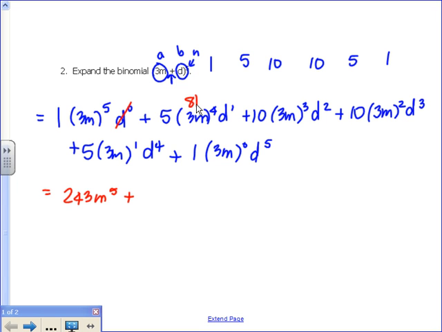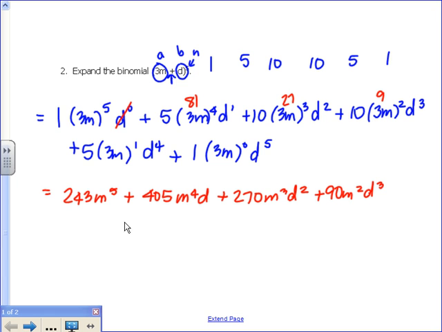81 times 5, so notice do the exponents first. 81 times 5 is going to give me 405. And I have m to the 4th, d to the 1st, plus 3 cubed is 27. 27 times 10 is going to give me 270. M to the 3rd, d squared, plus 3 squared gives me 9. 9 times 10 is 90. M squared, d to the 3rd, plus, here I have 3 to the 1st is just 3. 5 times 3 is 15. And then 1m and 4 d's. And last one, that's gone, d to the 5th. And there is that cleaned up version.